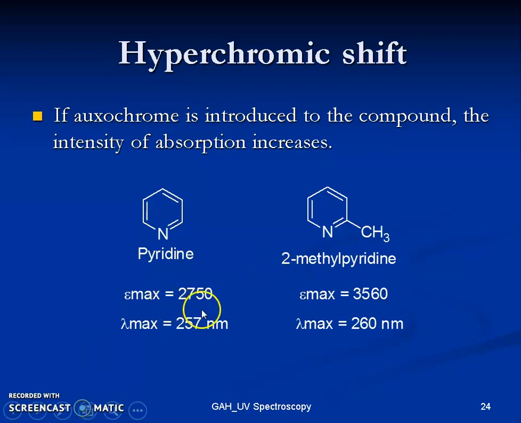And we can also see there is a sort of bathochromic shift which is happening, or shift in the absorption maxima towards the longer wavelength region. You can see the pyridine had 257 nanometer as a lambda max or absorption maxima, it shifted to 260 nanometer because of the introduction of this oxochrome. So the hyperchromic shifts are usually attributed to the introduction of the oxochromes.